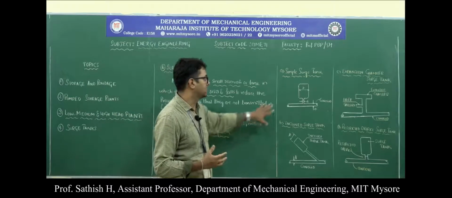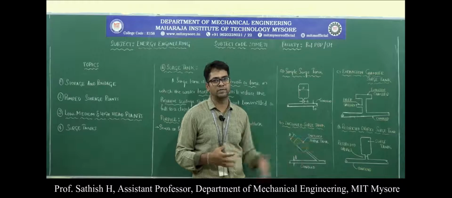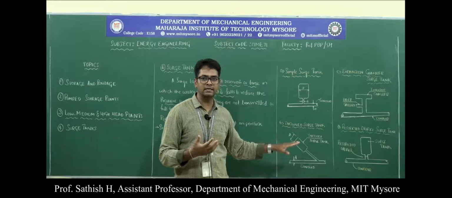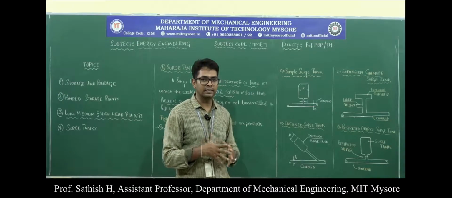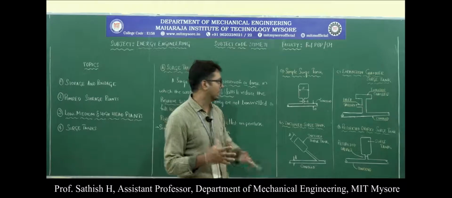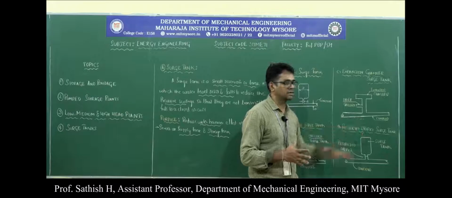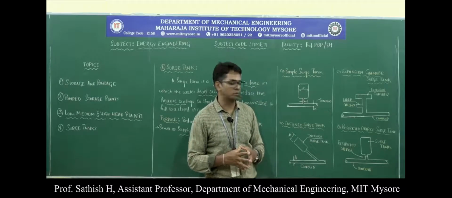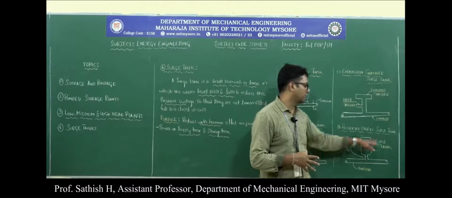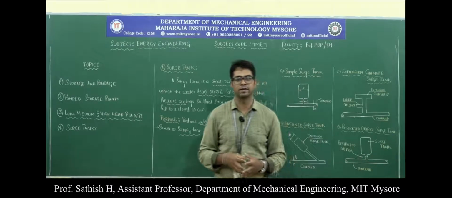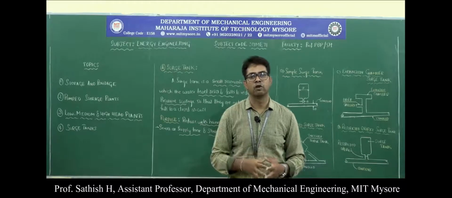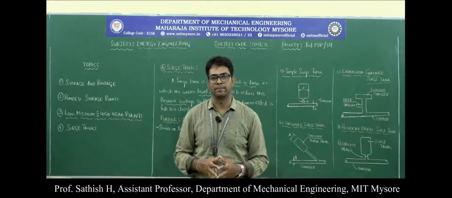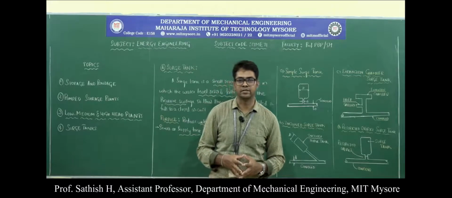We have discussed four types of surge tank. The first is the simple surge tank, then the inclined surge tank, where the surge tank is inclined to the conduit pipe at some angle. Then the expansion chamber surge tank, where an expansion chamber is provided which can store the excess amount of water. And then the restricted orifice surge tank, where we have provided an orifice which will restrict the flow of water into the surge tank or from the surge tank to the conduit pipe. These are the different types of surge tank we have.